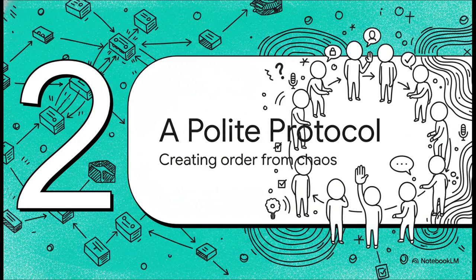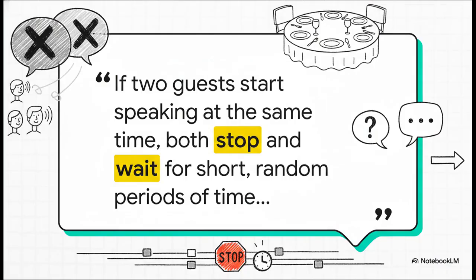Well, the answer turned out to be this incredibly elegant system, and you can actually compare it to something we all do every day. The best way to get it is to just think about being at a dinner party. Before you say something, you naturally listen to see if anyone else is talking, right? And if you and someone else accidentally start talking at the same time, you both do that awkward, "Oh, sorry, you go." You both politely stop, pause for a second, and then one of you starts again. That is exactly the logic they built for these early networks.